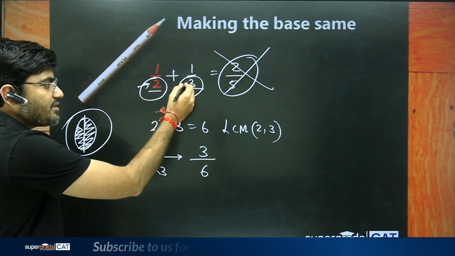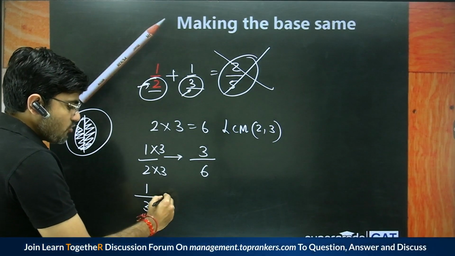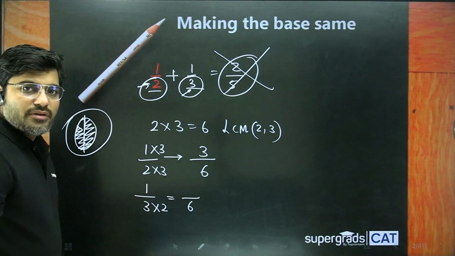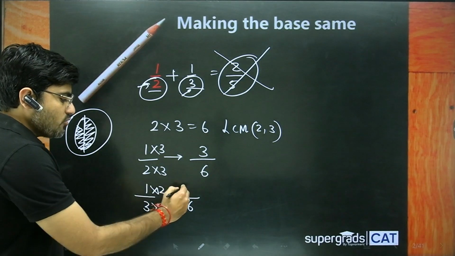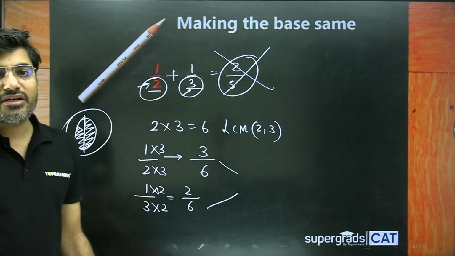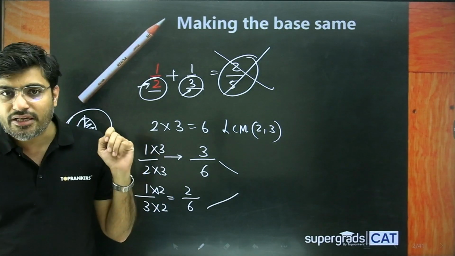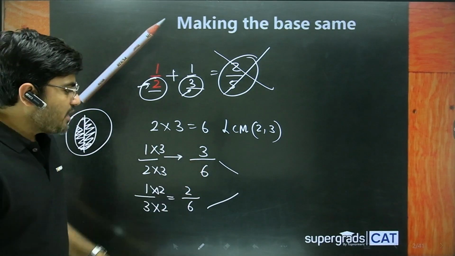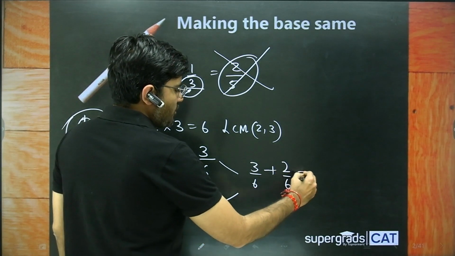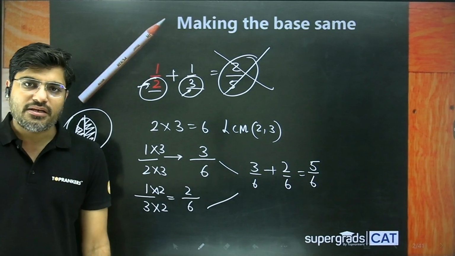Similarly, I can change this denominator also to 6 by multiplying it by 2. And if I am multiplying the denominator by 2, then I have to multiply the numerator by 2 and I will get 2 by 6. And now, since the base is same, why am I calling it the base? Because I want to add it in such a way that the denominator is same. So if the denominator is same, then we can add it: 3 by 6 plus 2 by 6, which is nothing but 5 by 6. So the addition will happen in this manner.